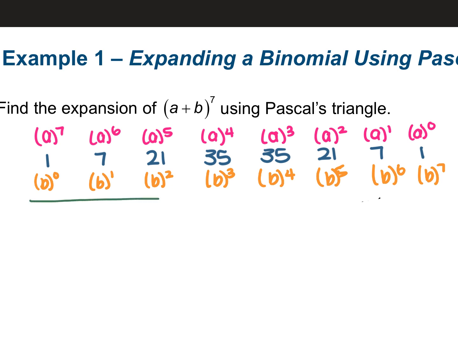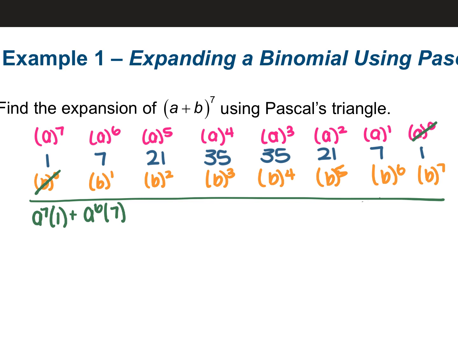Before I do anything else with this, I cross out my powers of 0. So that b to the power of 0, I cross out. That a to the power of 0, I cross out. Then I'm going to multiply each of my columns. So the a to the 7th power is a to the 7th power times 1. Then we have a to the 6th times 7 times b to the 1st, so that's just b. Next, we have a to the 5th times 21 times b squared.